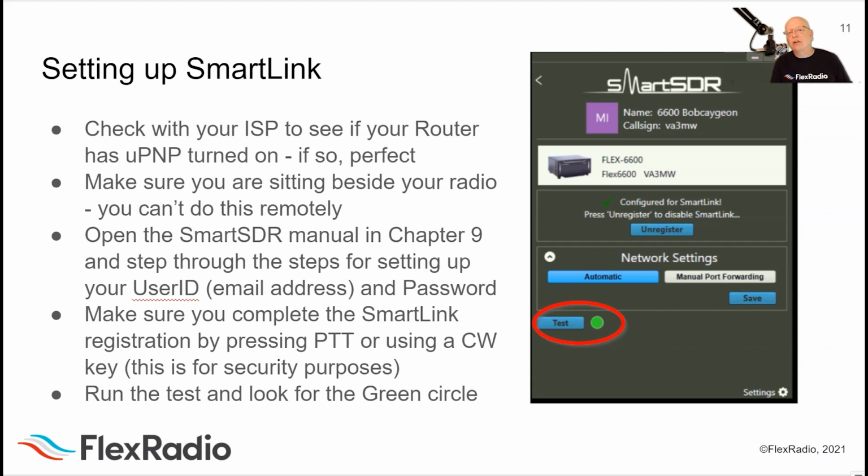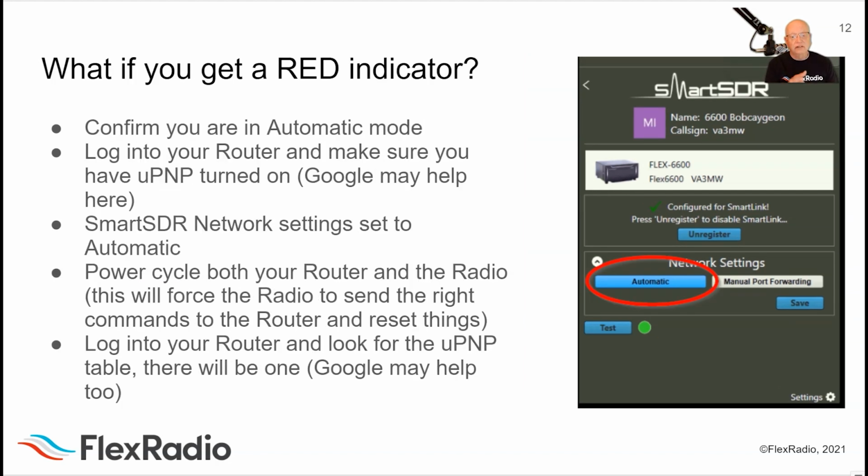So we may ask you to log into your router and look for a table. It'll be called Universal Plug and Play, and it'll have some numbers in it. And if you send that to us, we'll be able to figure out a whole bunch of things. So SmartLink's not working, and this test is red. Sorry, I didn't get a red icon here. It's either red or green. Green is good. If it stays red, don't bother going any further because it's not going to work.